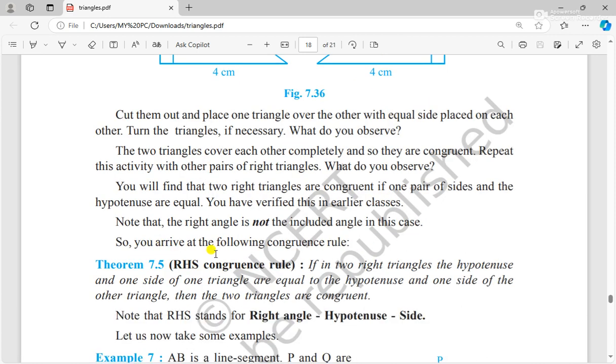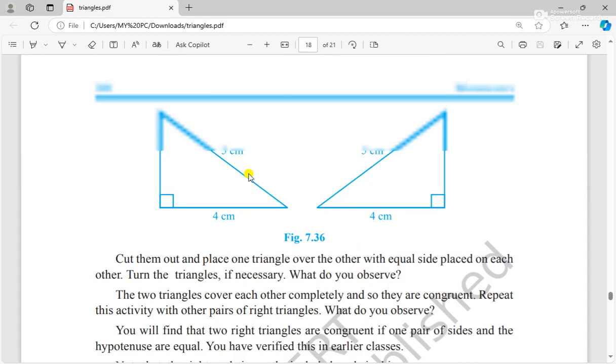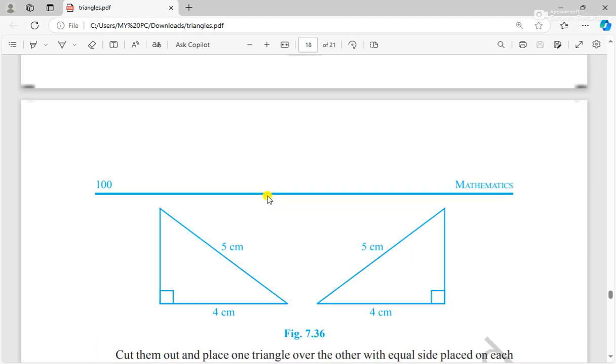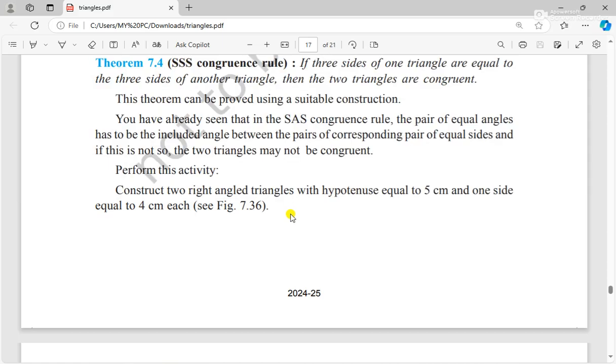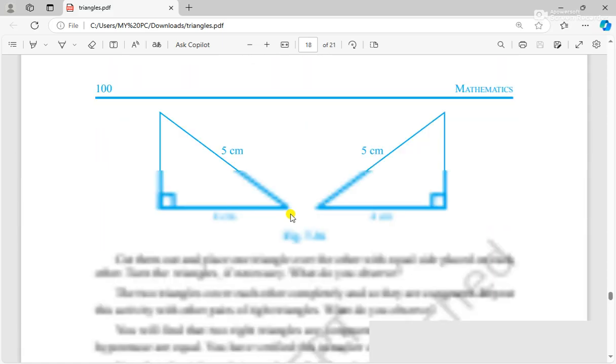So you arrive at the following congruence rule. This is 7.4, that is, if the three sides of a triangle are equal to the three sides of another triangle, then the triangles are congruent to each other, right? This one, theorem 7.4, right?